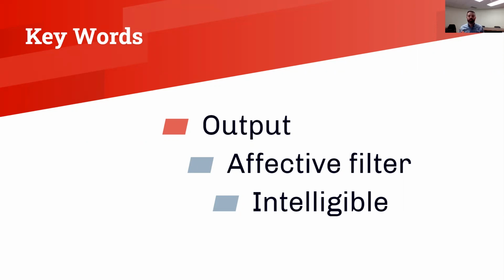And then our last word here is intelligible. Intelligible means easily to be understood. And we need to make a distinction sometimes, that students think that the goal of learning a language is to sound like a native speaker.